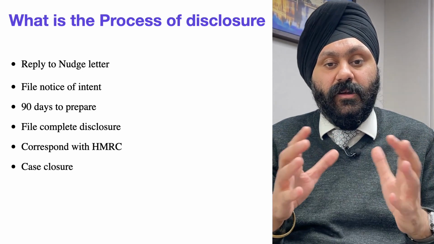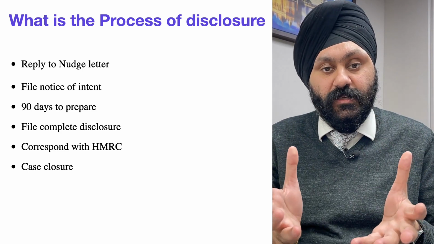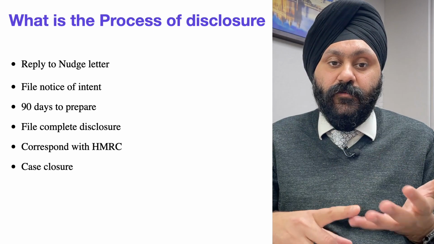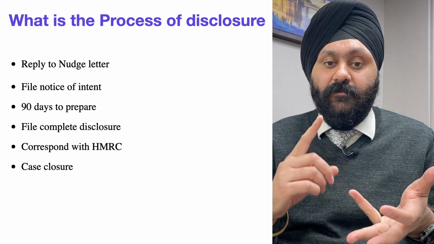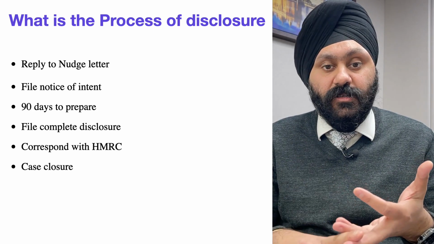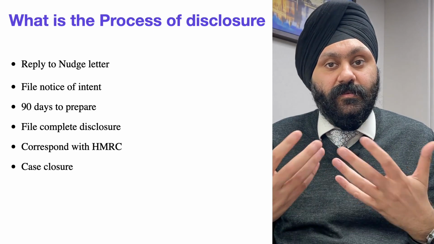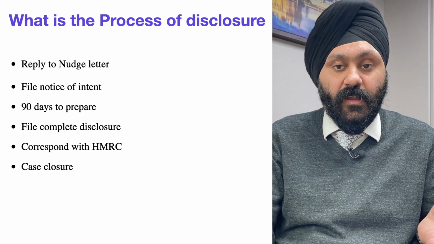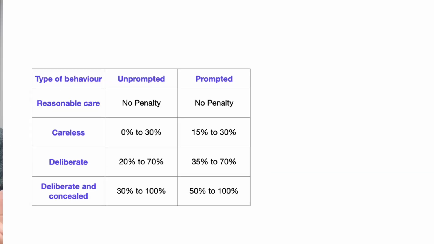So I'll try to summarize, that's what the process is. First, notice of intent, prepare within 90 days, file the disclosure, pay HMRC, and then communicate, and then settle the case once HMRC is happy. So that's what the process involves.